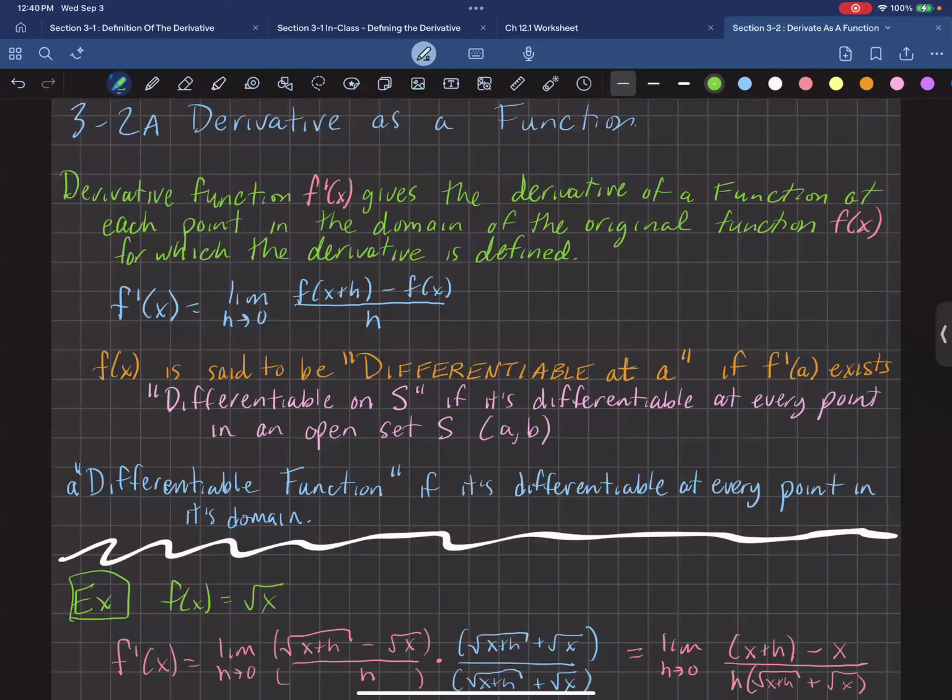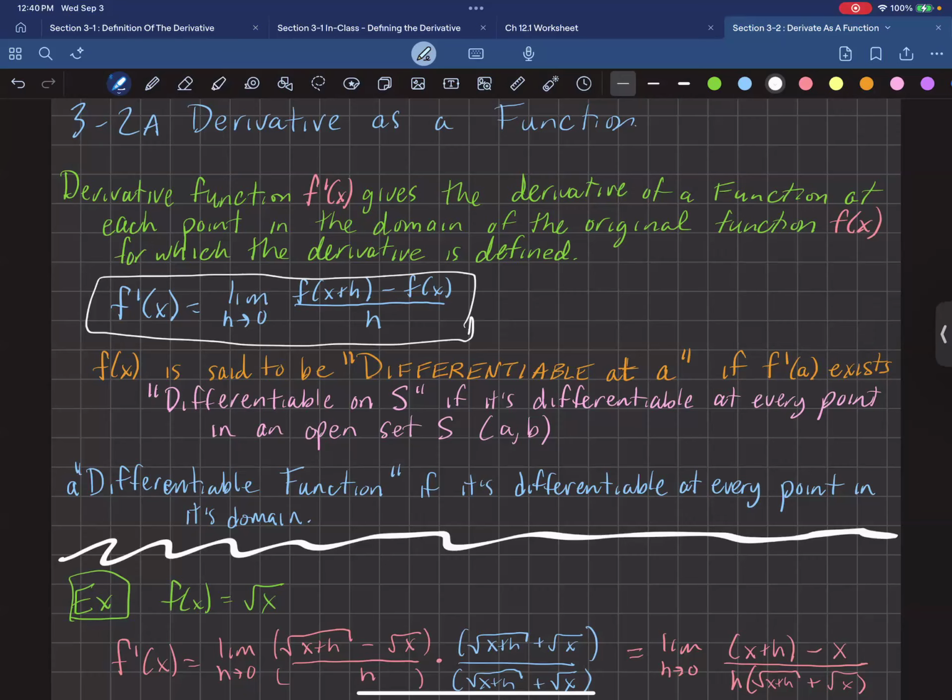And the general form of it is right here, where we're just going to do any x rather than x at a particular value a. We say f of x is differentiable at a if f prime of a exists. We say f of x is differentiable on some set S if it's differentiable at every point in the set. And then we just say the function is differentiable if it's differentiable at every point in its original domain.